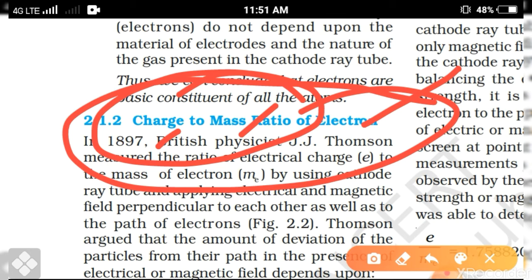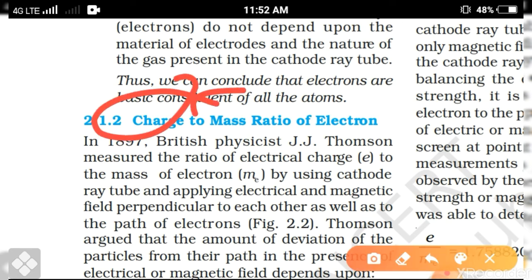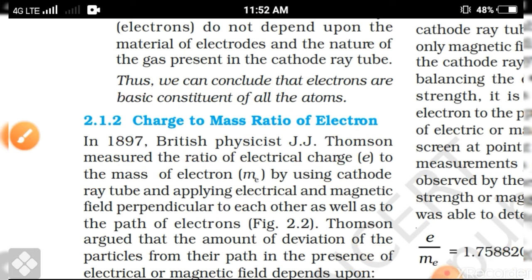Any particle, any material, any substance has a charge and a mass. Any substance of matter in this world has its mass and charge. So in this case also we will discuss the charge and mass ratio of the electron. Electrical charge is denoted by e and the mass of the electron by me.